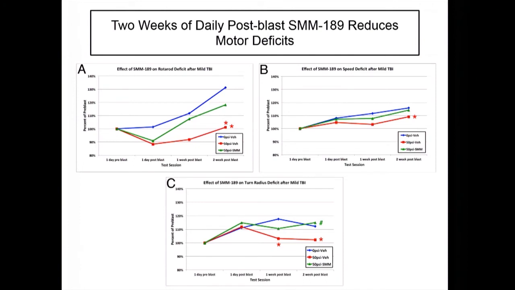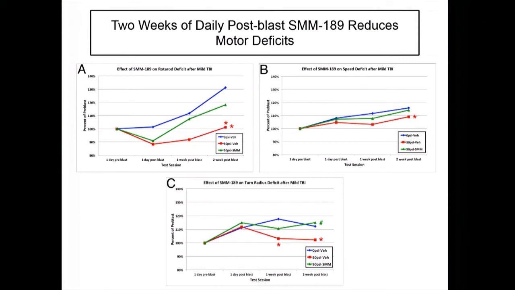And normal mice, if you test them before blast, normalize that to 100%, and then test them the day after blast, 1 week, and 2 weeks after blast, they progressively get better at the spinning rod task. And the task is to stay on the rod and not fall off. So they get better at that. And the animals, however, that have received TBI, they don't do as well as the animals that received a sham blast. However, the animals with drug, they do a whole lot better than the blasted animals alone. So underlying this, we found that there is a rescue of some of the motor structures of the brain.